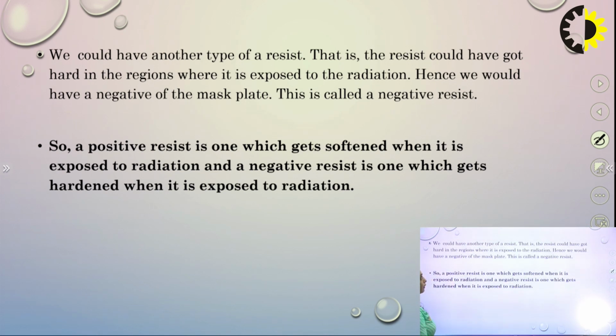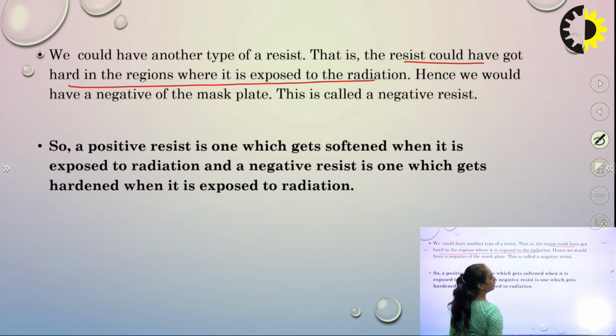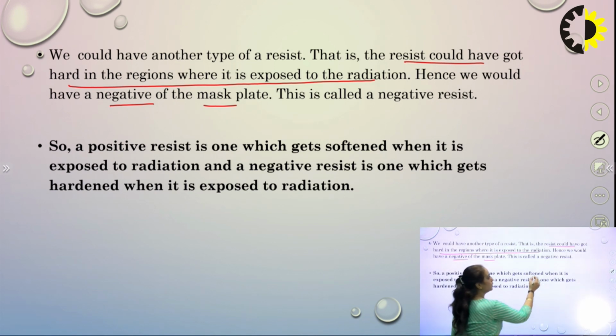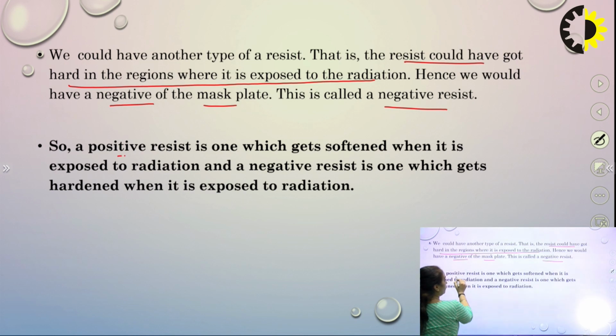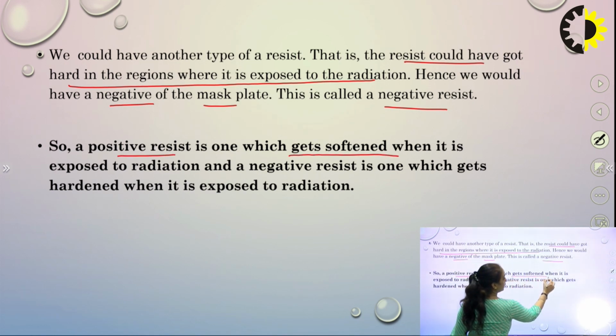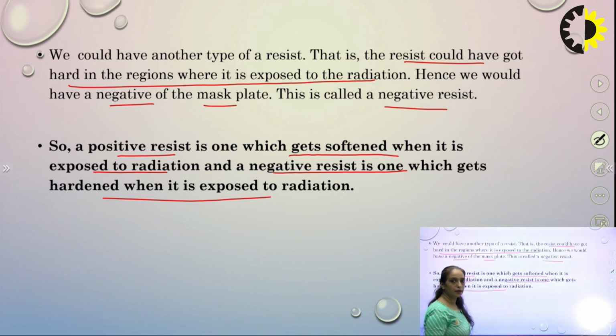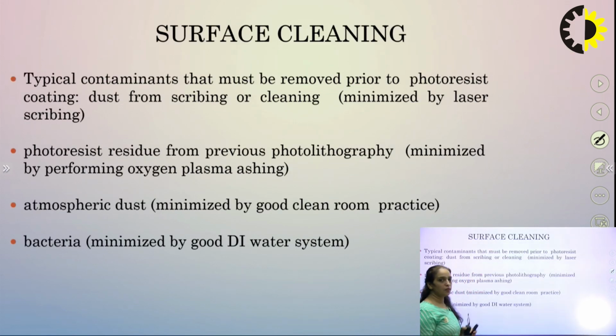So we could have another type of photoresist also. The resist could get hard in the regions where it is exposed to the radiation, fine. Hence it is known as negative photoresist material. So positive photoresist material is one which gets softened when it is exposed to the radiation, and the negative photoresist is one which gets hardened when it is exposed to the radiation. So we have seen two types of photoresist material. Depending upon the application, we can select any one among them.